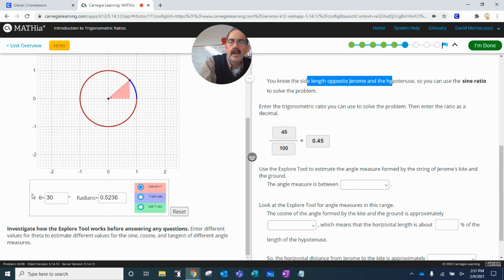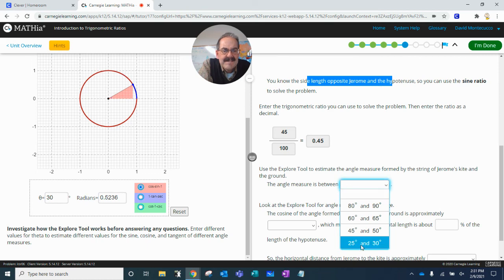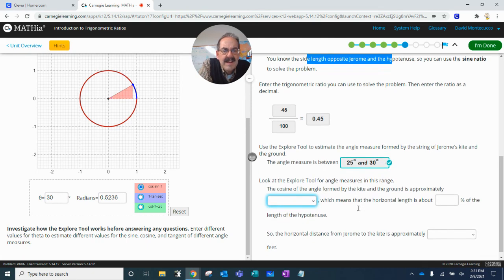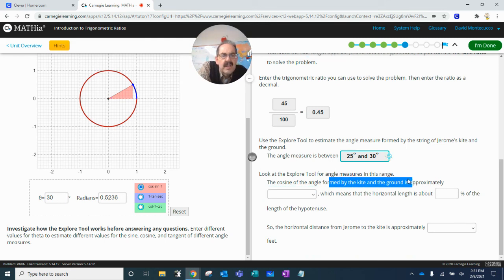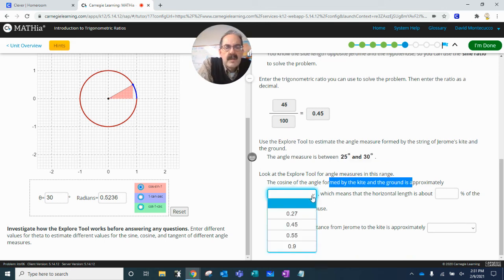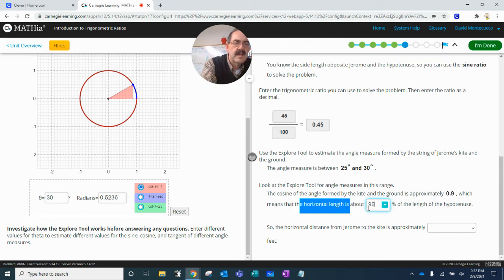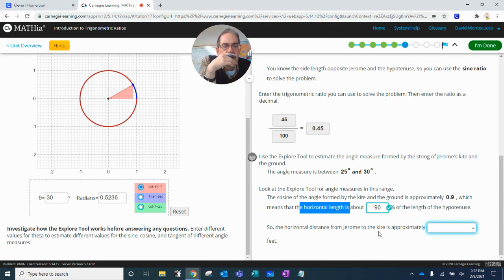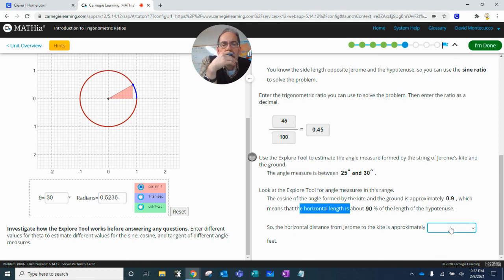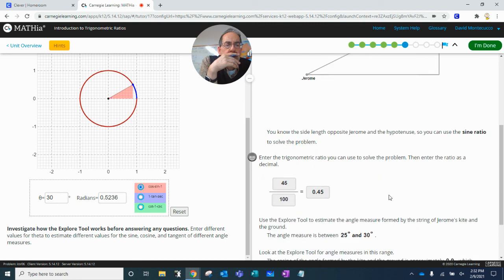Okay, so if we go 30, the cosine of the angle formed. Cosine is the adjacent. 90%. 90%, so 90.